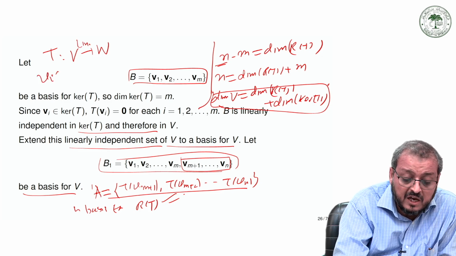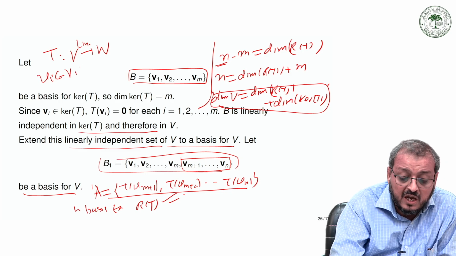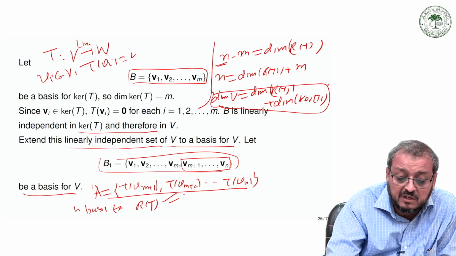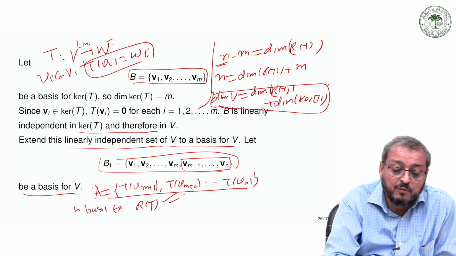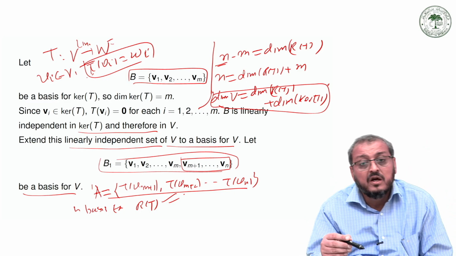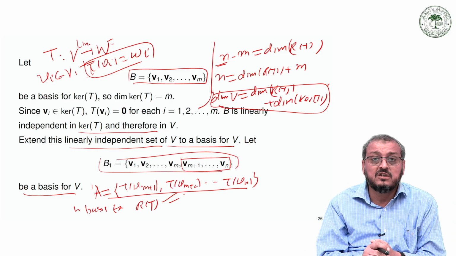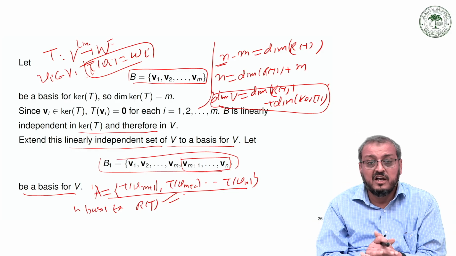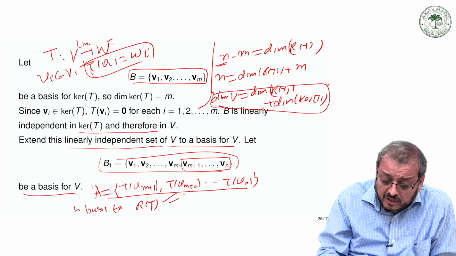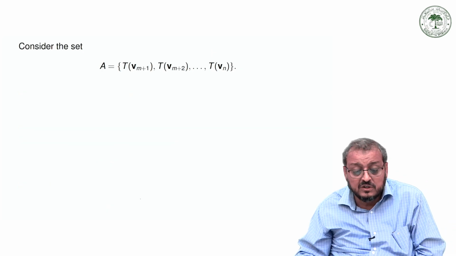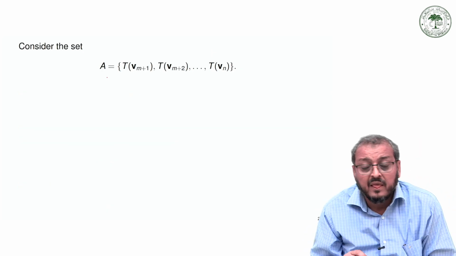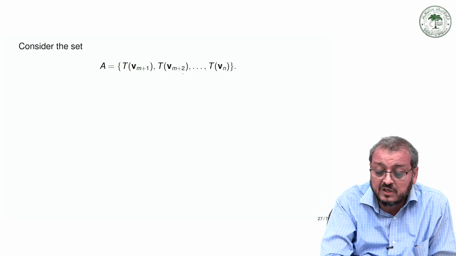Then for vi belonging to V, T of vi is equal to some wi, where wi is an element of W. So, by this theorem, there is a unique representation of T of vi as a sum of elements of this vector space W. Okay. So now we consider the set A, which is T of v(m+1) up to T of vn.